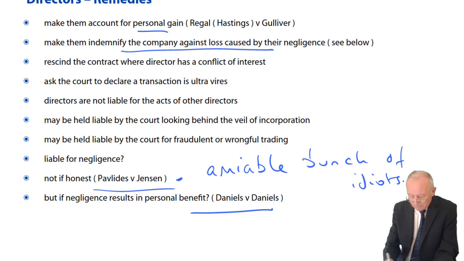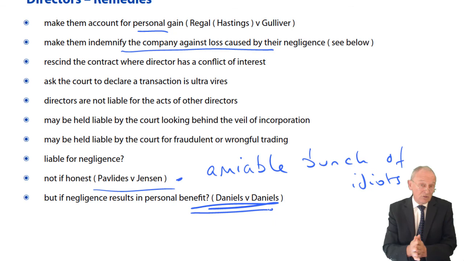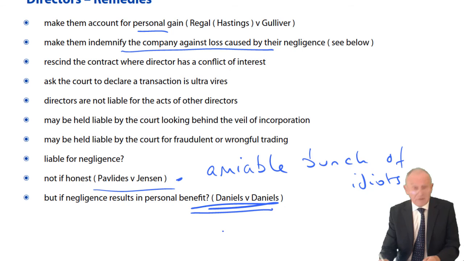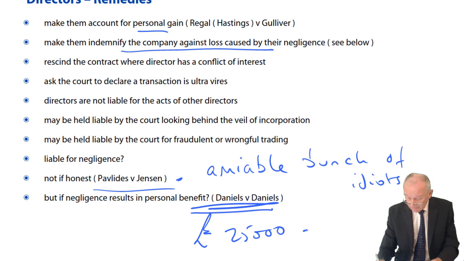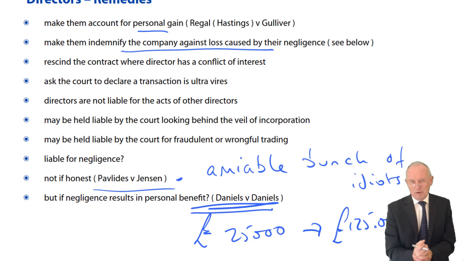But Daniels and Daniels, this is where Mr. and Mrs. Daniels had 75% of the company, they were in control. It's a family company. And they allowed the company to sell Mrs. Daniels a piece of land for £25,000. And 6 months later, she was really lucky, because 6 months later, she sold that same piece of land for £125,000.